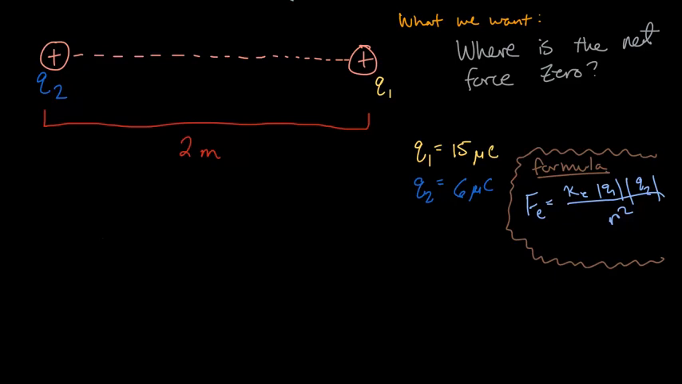Hello, so today we'll be finding where the net force is 0 between two positively charged atoms, and the atom where we will be finding the net force to be 0 will be a negatively charged atom. Just looking at this, we can see that our charge number 1 is 15 microcoulombs and our charge number 2 is 6 microcoulombs.